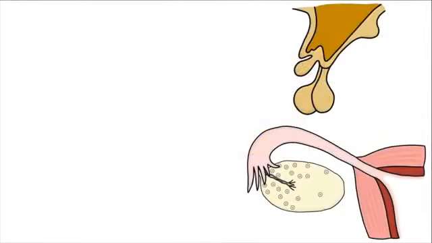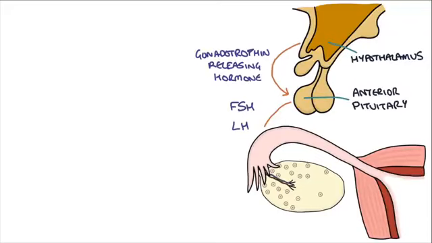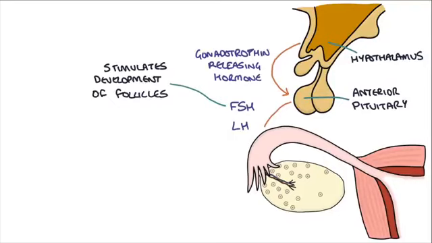So let's start at day 1 of the menstrual cycle. At the very top, the hypothalamus kicks everything off by releasing gonadotrophin-releasing hormone. This hormone's pretty self-explanatory. It does what it says on the tin. It causes the release of gonadotrophins, or follicle-stimulating hormone and luteinizing hormone, from the anterior pituitary gland. The main job of FSH is to stimulate the development of the follicles, as the name would suggest, and the main job of LH is to cause ovulation.